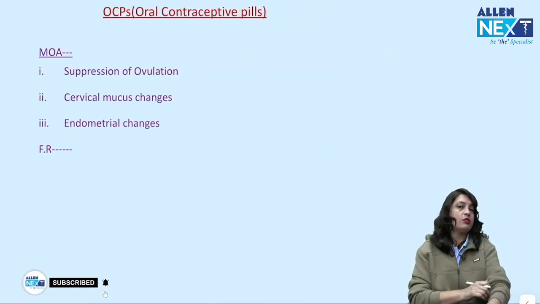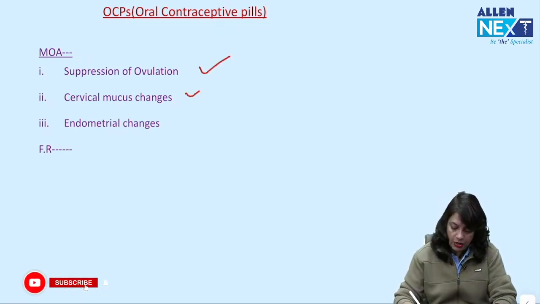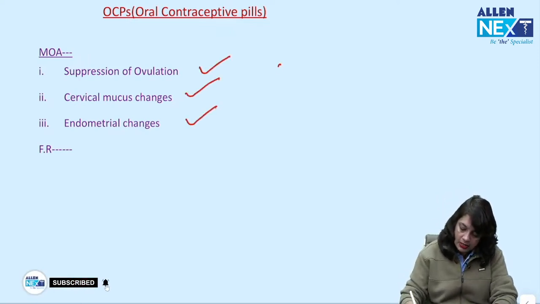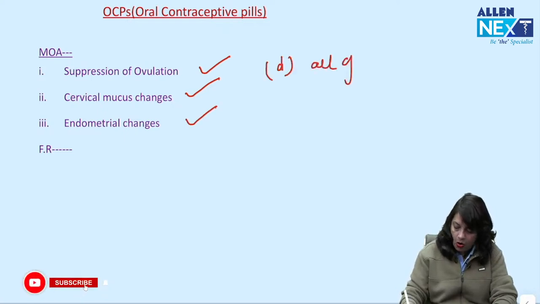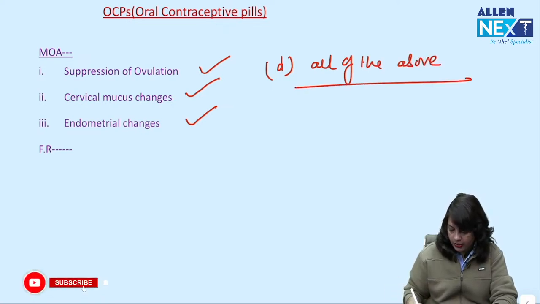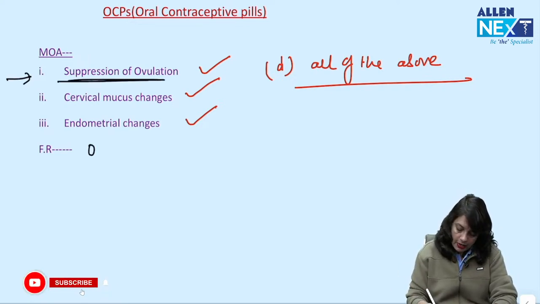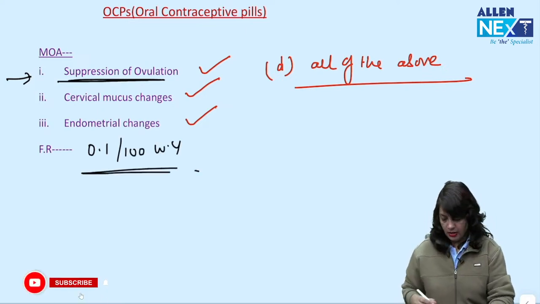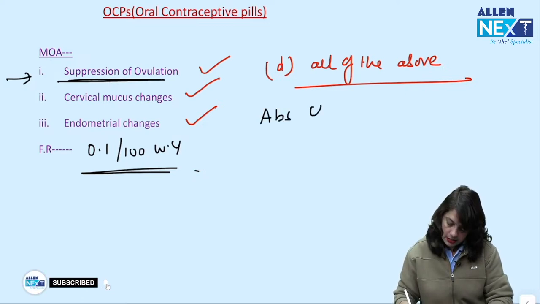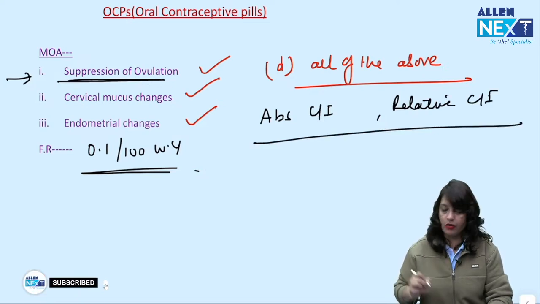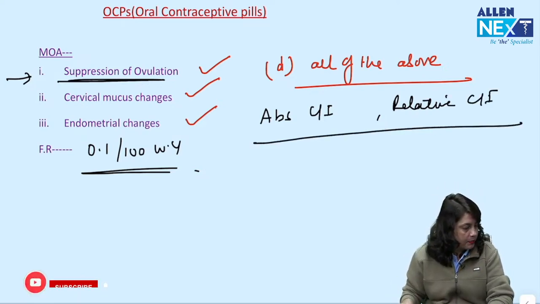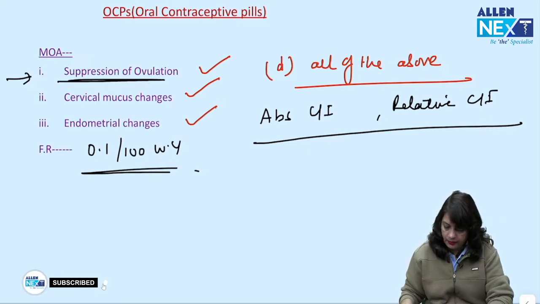Next, OCPs, what is the mechanism of action? Suppression of ovulation, cervical mucus changes or endometrial changes? The correct answer will be all of the above. But if the all of the above option is not written, then the best answer you will mark is suppression of ovulation. Failure rate of OCP is 0.1 per 100 women years. Then you should always revise the absolute and relative contraindications of OCPs, benefits of OCPs, because that is very, very important.